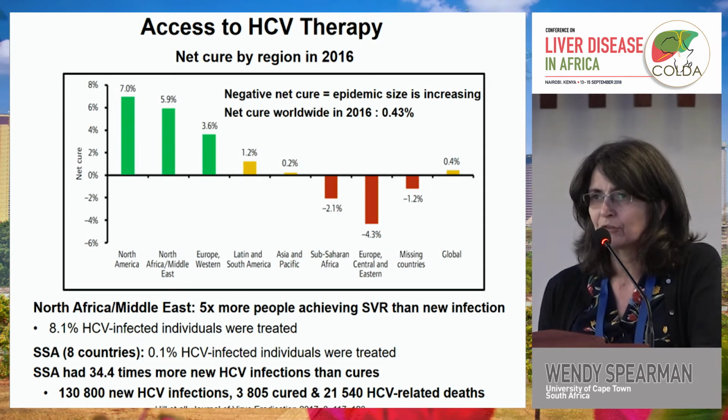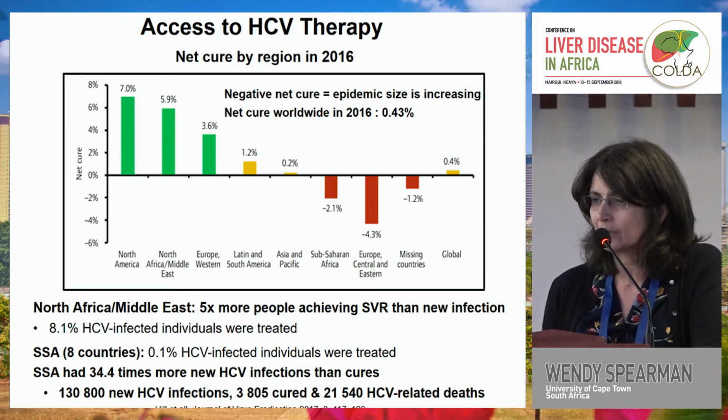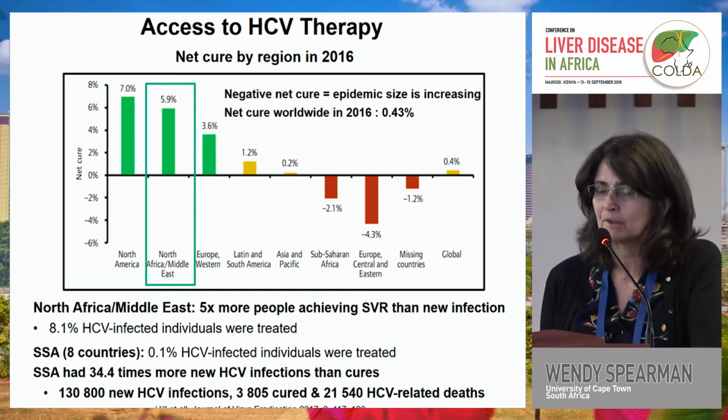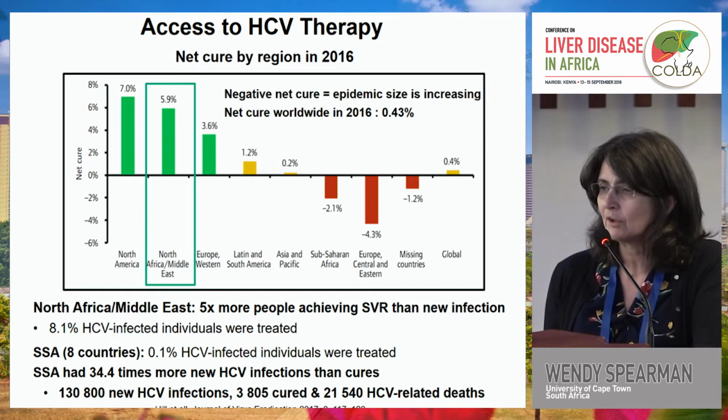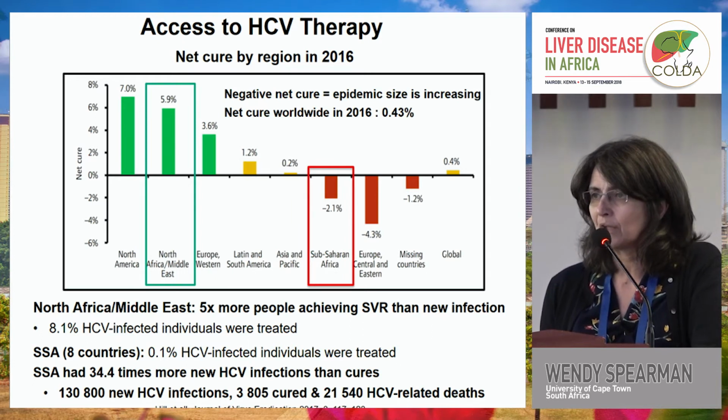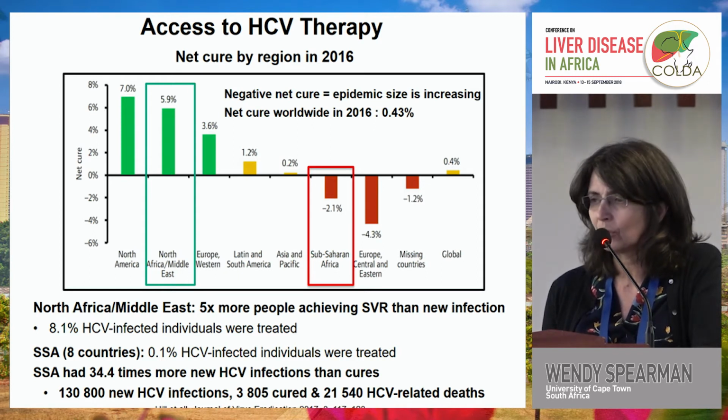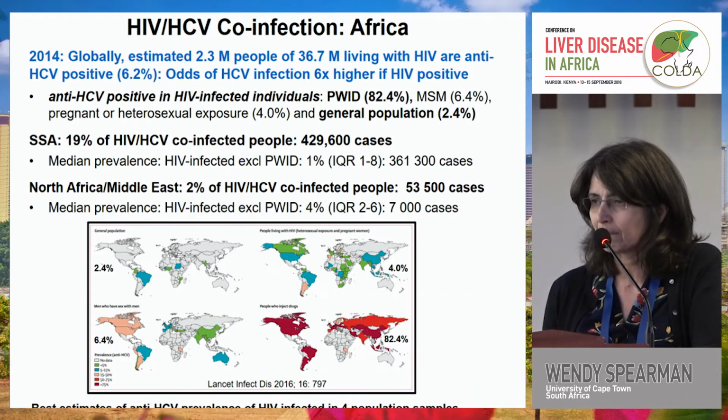But what about access to therapy? In fact, we're doing even worse with hepatitis C than with hepatitis B. In North Africa, 5 times more people are achieving SVR than new infections, so they have a 5.9% positive net cure. But unfortunately, in sub-Saharan Africa, the net cure is negative 2%, and 34 times more new infections are occurring than cures. So we're going to be addressing this. We really need to diagnose, but we need to get access to affordable DAAs.